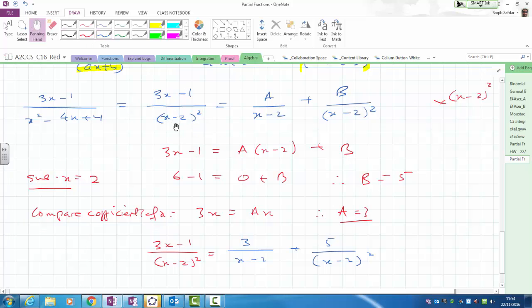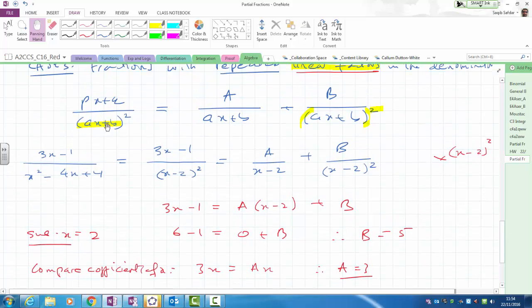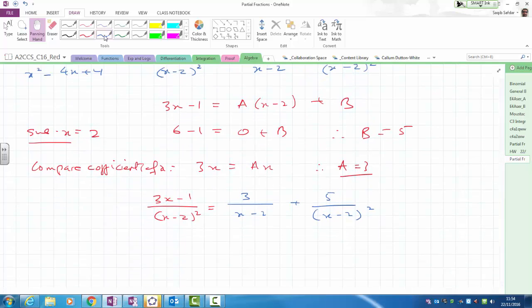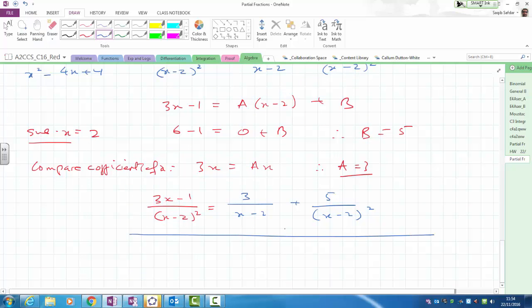Alright, so you've got a repeated linear. If we apply case 1 and write that linear twice, so you write ax plus b, ax plus b, if you then try and solve that, it doesn't work. What I'll suggest you do, in fact we can do this here, let me use a different colour. Let's do it. 3x minus 1 over (x minus 2)(x minus 2).